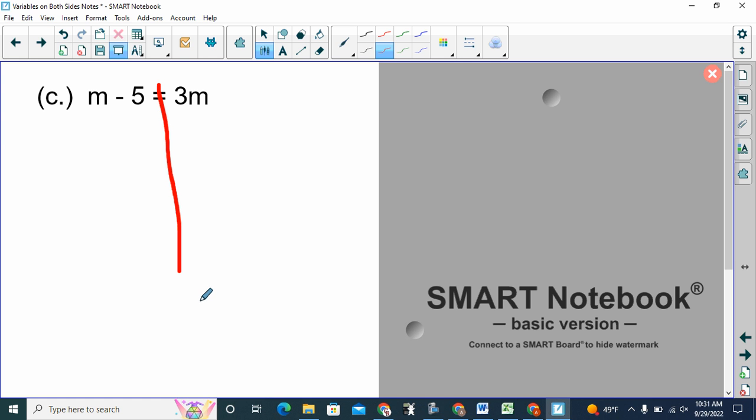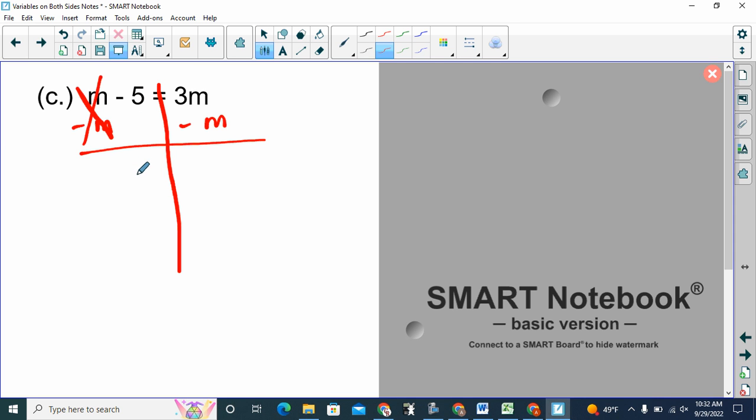All my m's, all the variables need to go on the same side. Again, it doesn't matter which one you move. You can move the 3m this way. You can move the 1m this way. Generally speaking, it's usually easiest to move the smaller one. 1m or 3m. The smaller one is 1m. So I am going to subtract 1m from both sides.